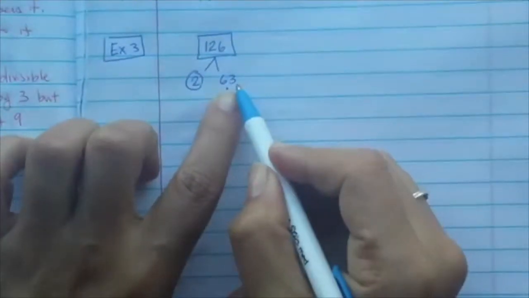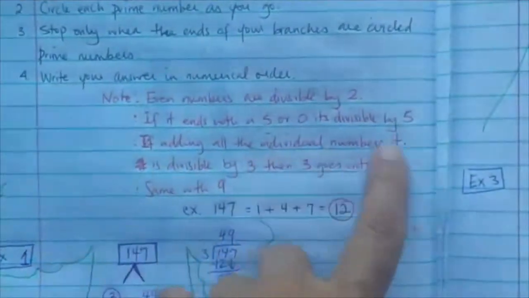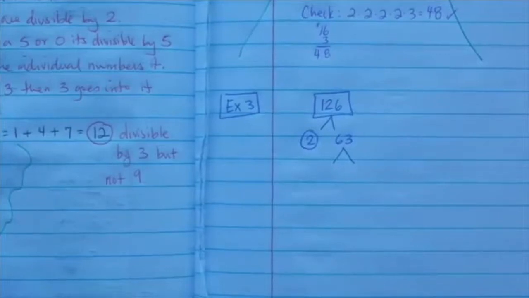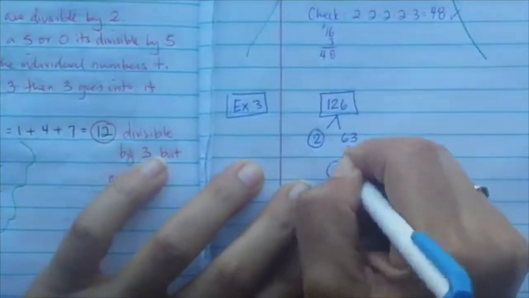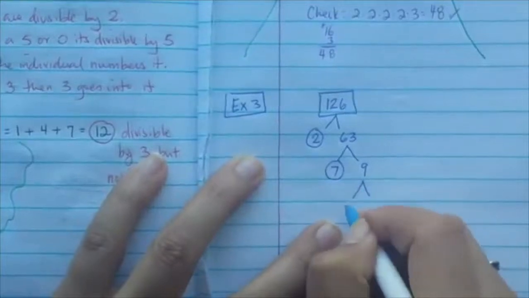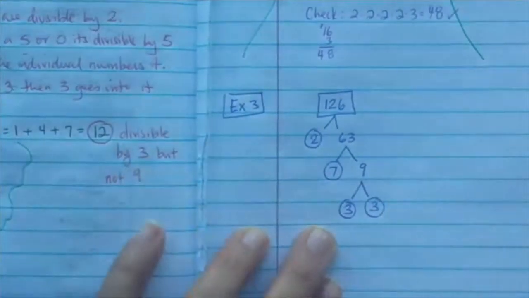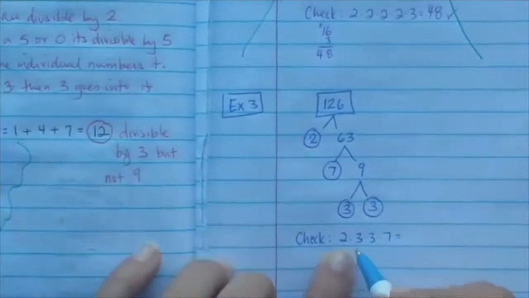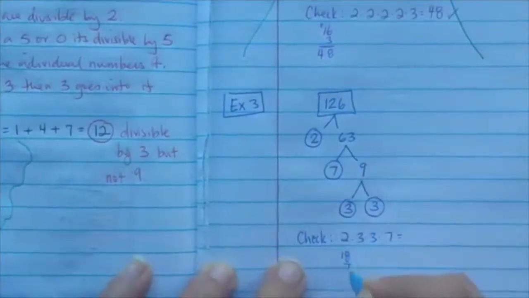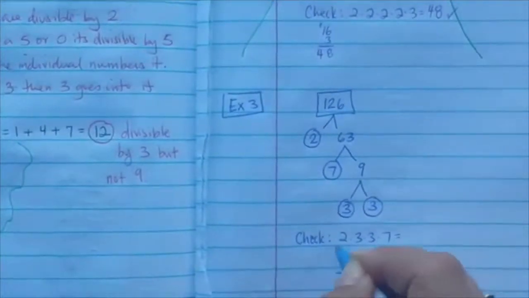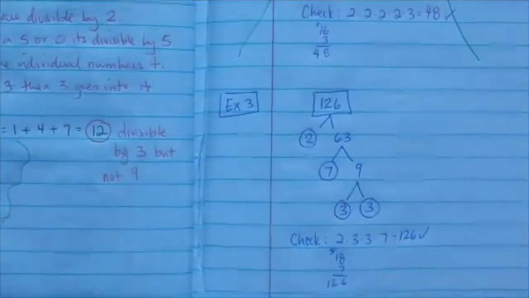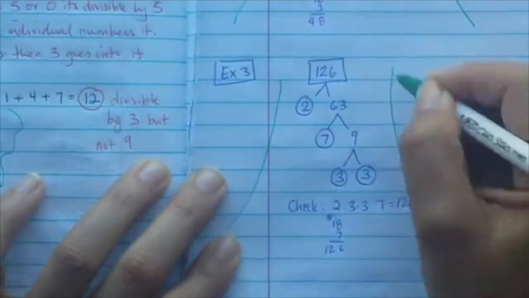Again, remember, if it adds up to something that's divisible by 3 and 9, then it is divisible by that. So 6 plus 3 is 9. So it's divisible by 9. 9 times what is 63? 7 times 9. And 7 is a prime number. 9 breaks down to 3 times 3. And now I'm finished. I can't break those down anymore. So check it. 2 times 7, or put it in order actually. 2 times 3 is 6 times 3 is 18. 18 times 7 is 126. Alright, so I'm good. So don't forget to check it. It's really important because sometimes you make a mistake.